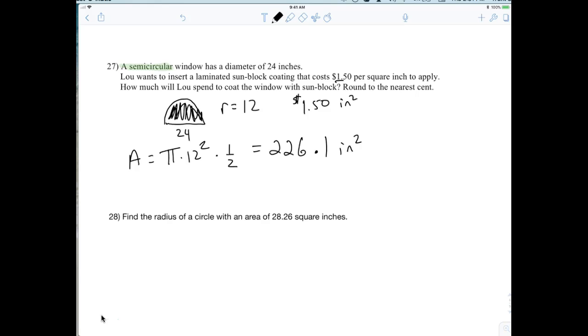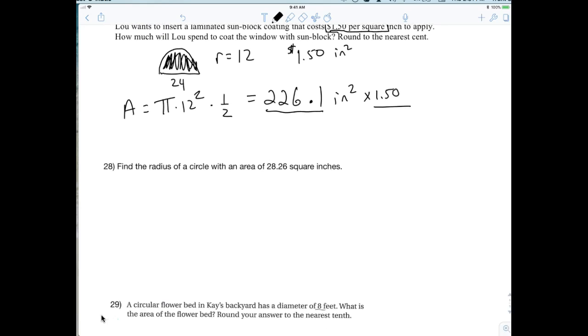It costs what? $1.50 for every what? Square inch. So what do I have to do? Multiply that by $1.50. Now again, if you don't see that, let me know. I'm not there yet. I'm taking 226.1 and multiplying it by $1.50. What is it?